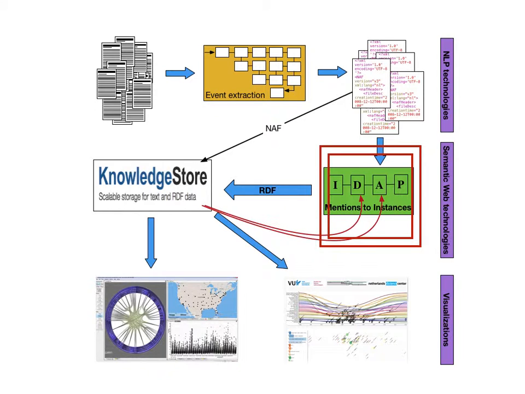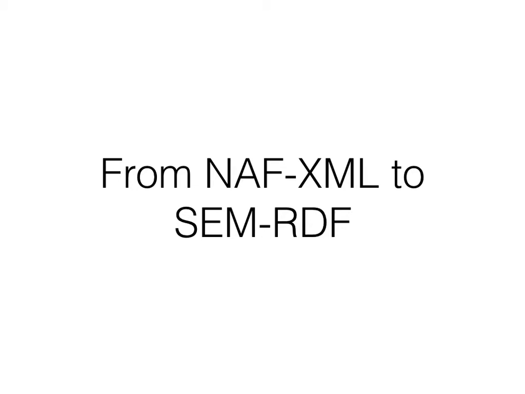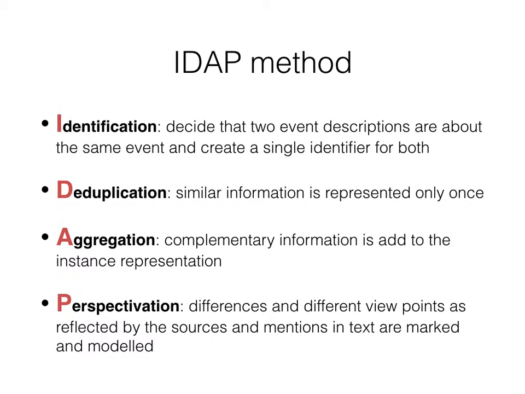In the next step, the representations of mentions in NAF are converted to SEM-RDF representations in which these mentions are mapped to unique instances. SEM stands for the Simple Event Model and is a semantic web standard for representing event data. The resulting RDF data is stored in the knowledge store and can be used for semantic search and reasoning. The process described here is called IDAP. We now zoom in to the mapping from NAF XML to SEM-RDF.